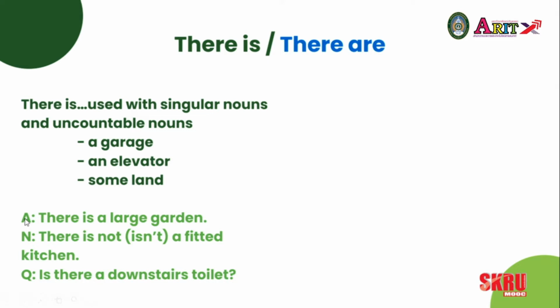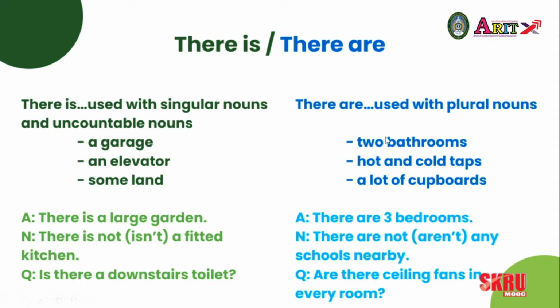And we can see the affirmative, negative, and question form. There is a large garden. There is not or isn't a fitted kitchen. Is there a downstairs toilet? For our question. And there are, we use with plural nouns.